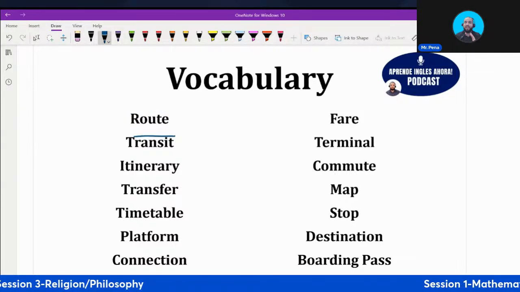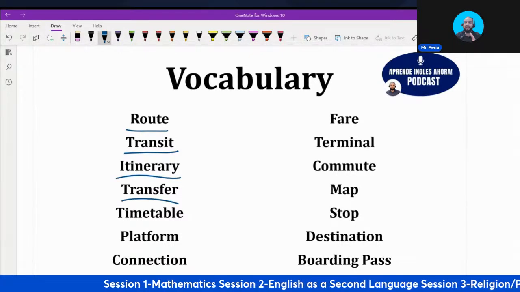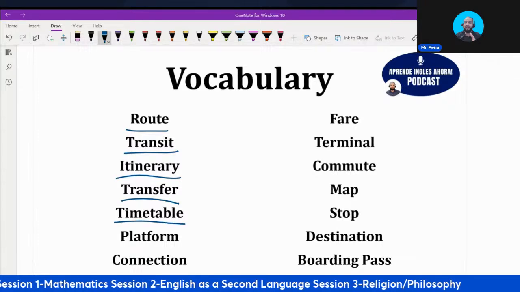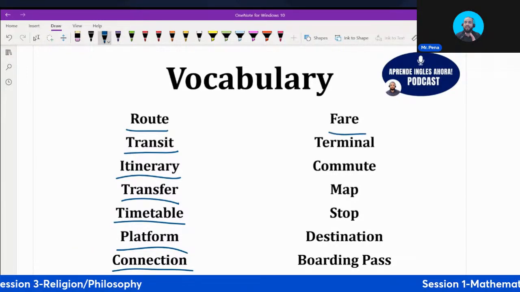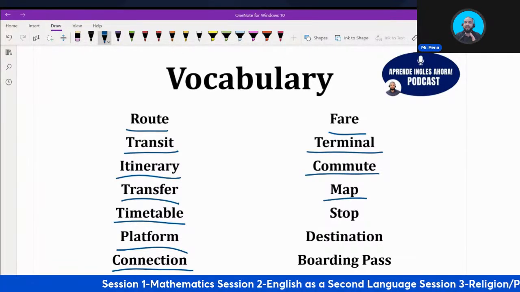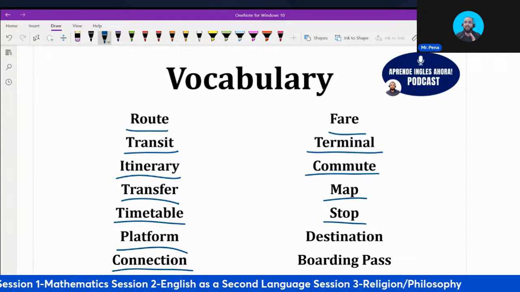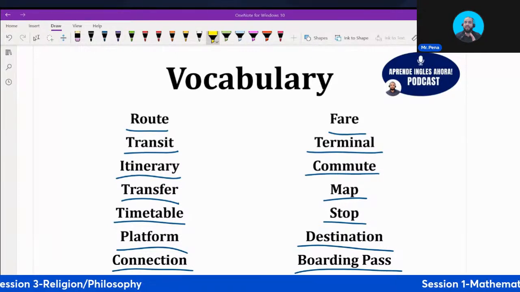We have the word route. We have the word transit, itinerary, transfer, timetable, platform, connection, fare, terminal, commute, map, stop, destination, and boarding pass. Now I'm going to highlight it, and I want you to repeat it.